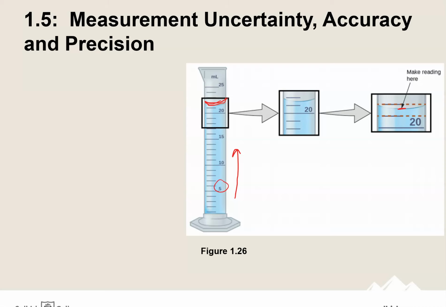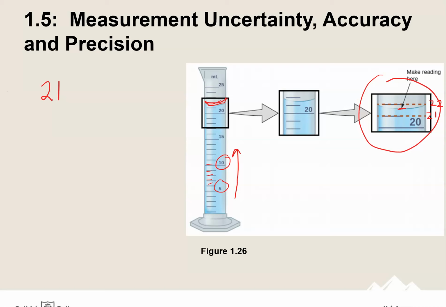If we look at the numbers on the graduated cylinder, they go up by 5s. Each big division is 5. But between those, there are 5 little subdivisions, so each little tick mark counts as 1 milliliter. Therefore, I can see that this reading here is definitely somewhere between 21 milliliters and 22. So I'm going to write that we've got 21 and then some.